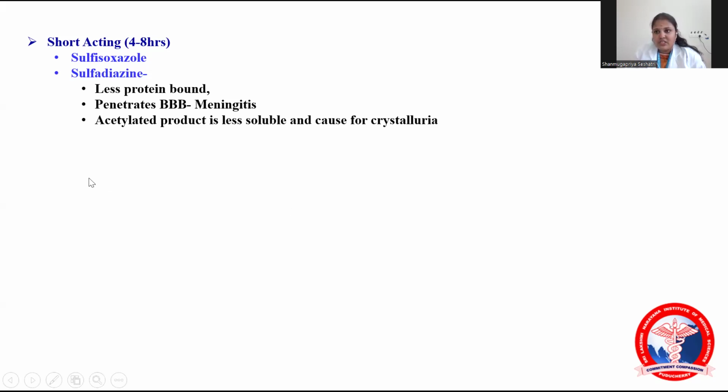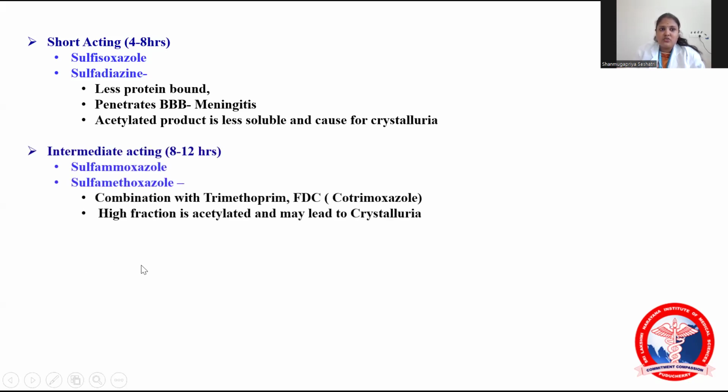You will be coming across this term called crystalluria. Crystalluria is nothing but the passage of sulfonamide crystals in urine. How are these crystals passed in urine? Your sulfonamide is metabolized by phase 2 metabolism, which we call acetylation. By the acetylation process, your sulfonamide is converted into smaller particles. These smaller crystals, when excreted in urine, form crystalluria, that is the passage of sulfonamide crystals in urine. So one major concern about sulfonamide usage is this crystalluria.